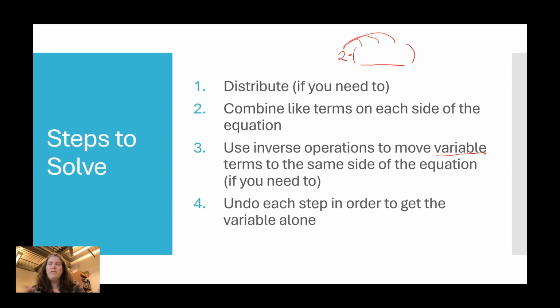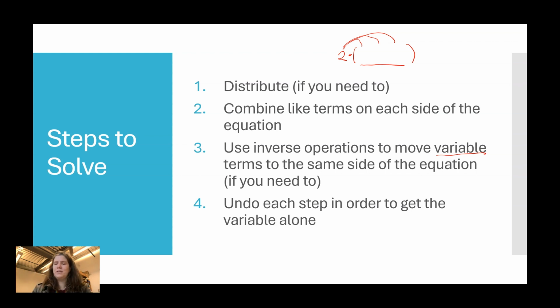Then, if I have all my variable terms on one side and I've combined like terms to make things simple, now I'm just going to follow those regular old steps, acting like a detective, going backwards through the problem and undoing each step in backwards order until I get back to the beginning where I have that variable all by itself on one side. Either side doesn't matter.